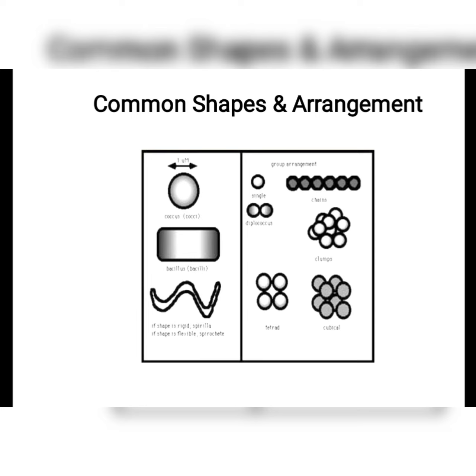This is only peculiar to the cocci form, as well as tetrads are also peculiar to the cocci category, as well as, as I told you, the sarcina, a group of 8 cells arranged in the shape of a cube. So this is also peculiar to the group cocci.